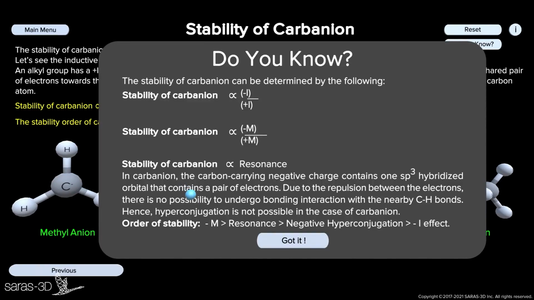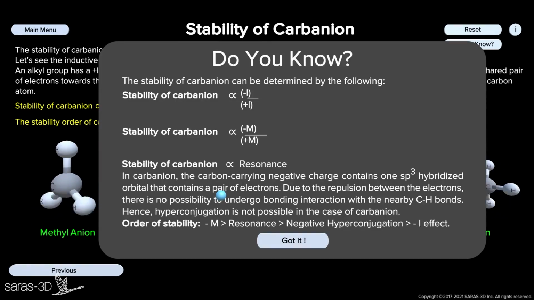Now what happens in carbanion, the carbon carrying negative charge, it contains one sp3 hybridized orbital that has the lone pair of electrons, right? Due to the repulsion between the electrons, there is no possibility to undergo bonding interaction with the nearby CH bonds, okay? So hyperconjugation is not at all possible in case of carbanion because that sp3 hybridized orbital has got electrons in it. And due to the repulsion between these electrons, there is no possibility of bonding interaction with the nearby CH sigma bonds.